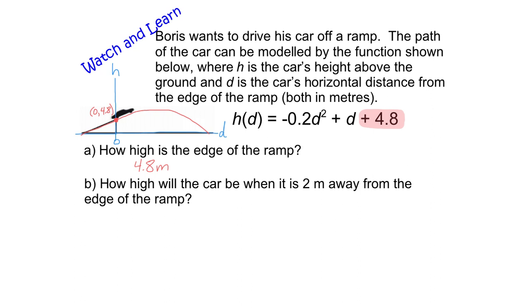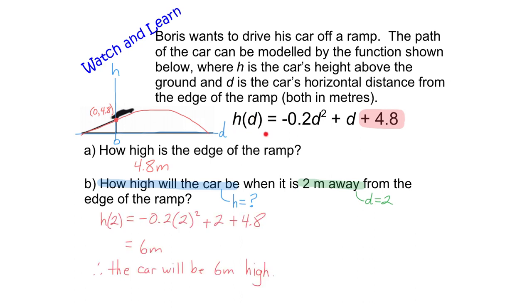So think about how this would look on a graph and what point you need to know, and does the equation given to you show you what that value is. Part B, how high will the car be when it is 2 meters away from the edge of the ramp? So when you get a question like this, think about what you are asked to find and what value you know. You've got two variables, height and distance. You're asked for the height, so you don't know what h is, and you're told it's 2 meters away, that's distance. So if you want height, you need to plug in a value for distance and calculate the height.